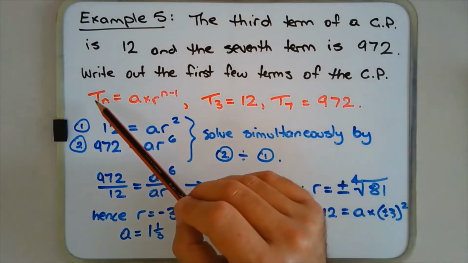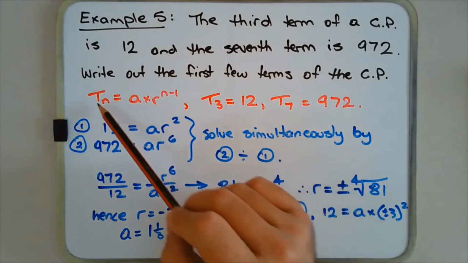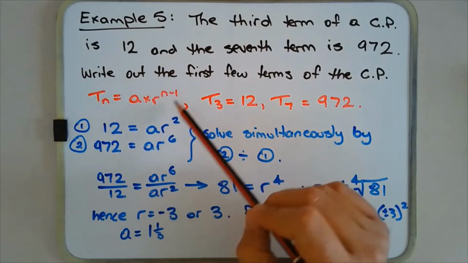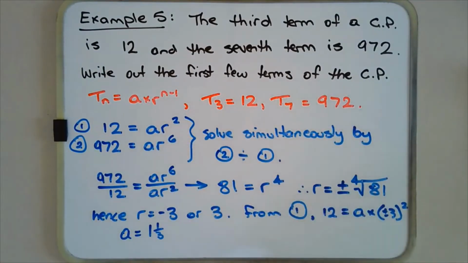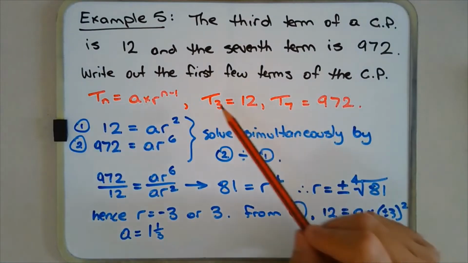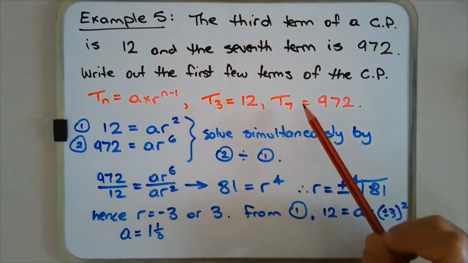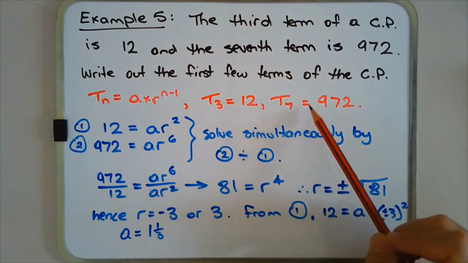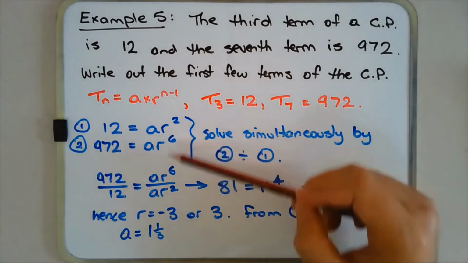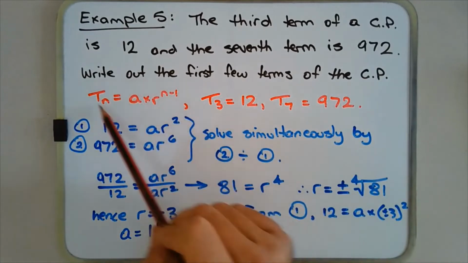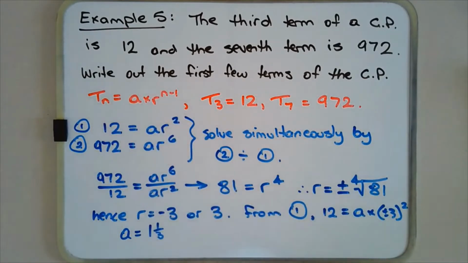Now we'll use the formula for the nth term of a GP, Tn equals a times r to the power of n minus 1. And we have two known terms in the sequence. So we have the third term, T3, is equal to 12, and we have T7, the seventh term, is equal to 972. So the strategy here is to form two equations using this formula and then solve simultaneously for a and r.